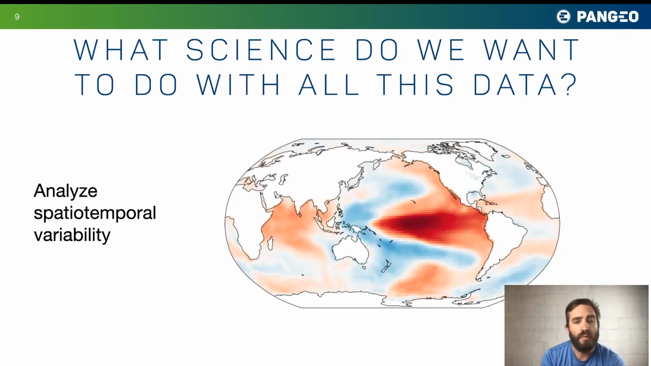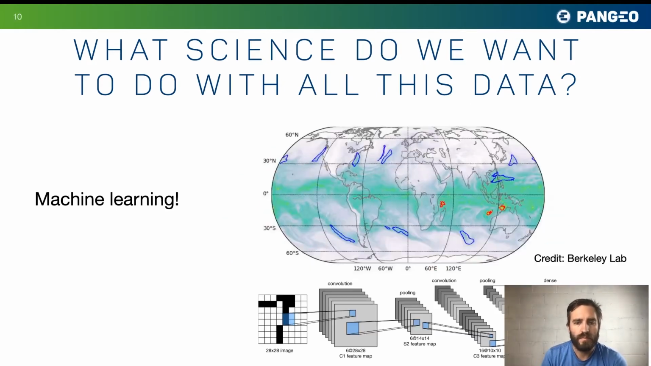Perhaps more sophisticated would be to analyze patterns of spatiotemporal variability using techniques from signal processing. So here's an image that shows the familiar pattern of the El Nino southern oscillation phenomenon that controls variability in our climate system. Of course, being 2020, what everyone really wants to do with this data is machine learning. And indeed, there are a lot of really exciting opportunities for data-driven discoveries to be made from all of this amazing scientific data that we have at our disposal.